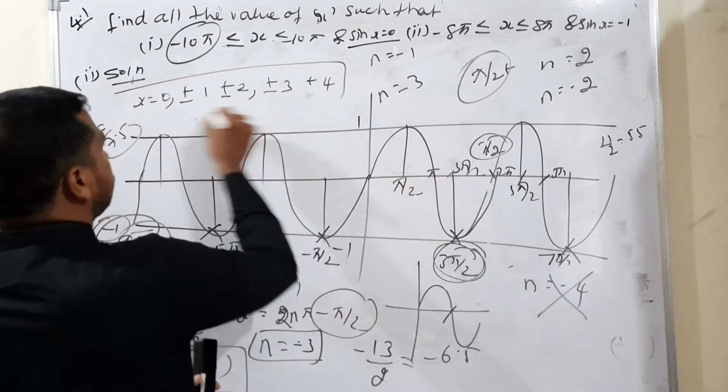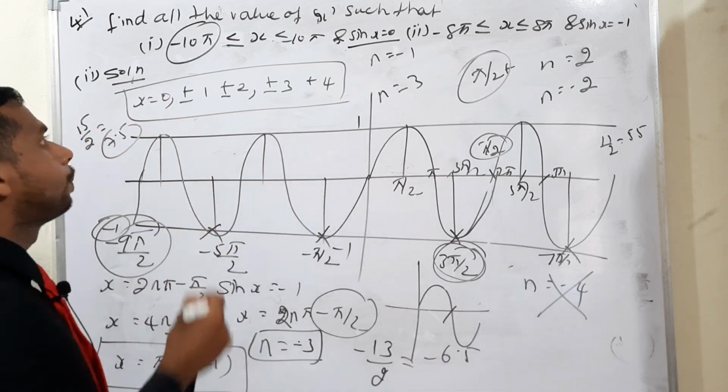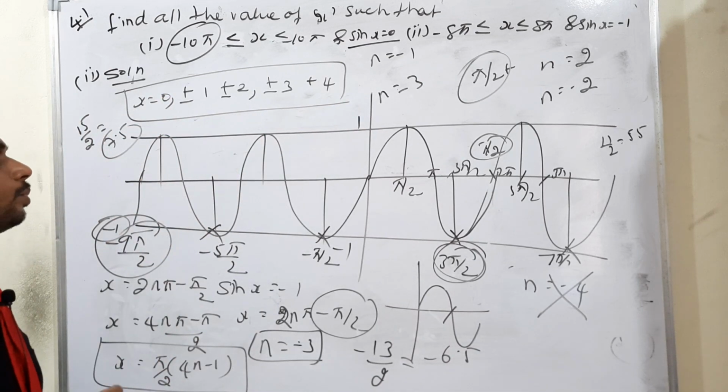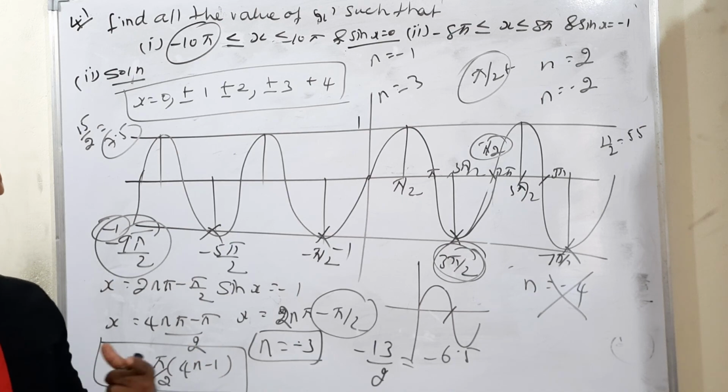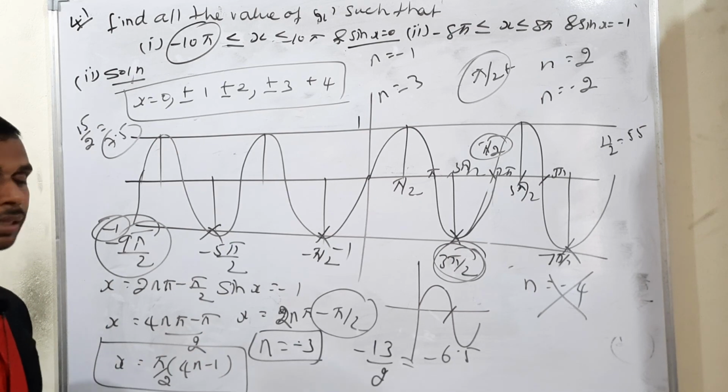Therefore, what are the possible values? n is equal to 0, plus or minus 1, plus or minus 2, plus or minus 3, and positive 4 only, not negative 4. This is the answer for this subdivision.